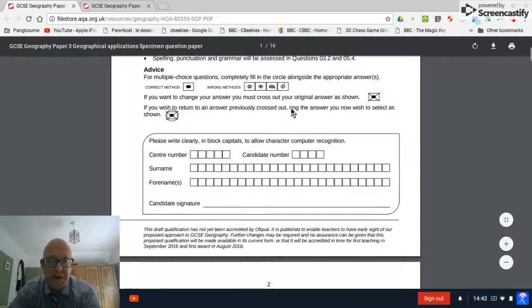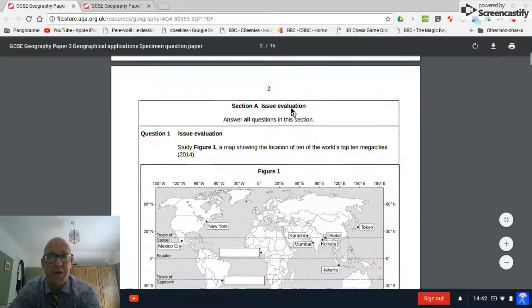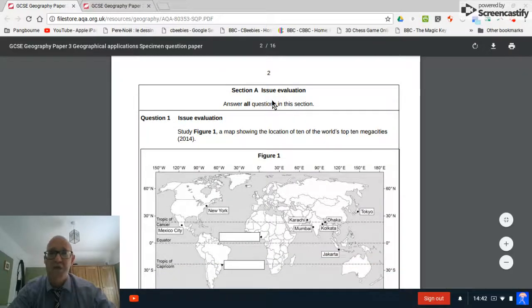Now, the paper is divided into 2 sections. I'm not going to go through the first section. That's the issue evaluation, the advance information booklet. For those of you watching in 2018, that is obviously the Abingdon Reservoir in all its glory. Remember, guard, group against, etc., etc.